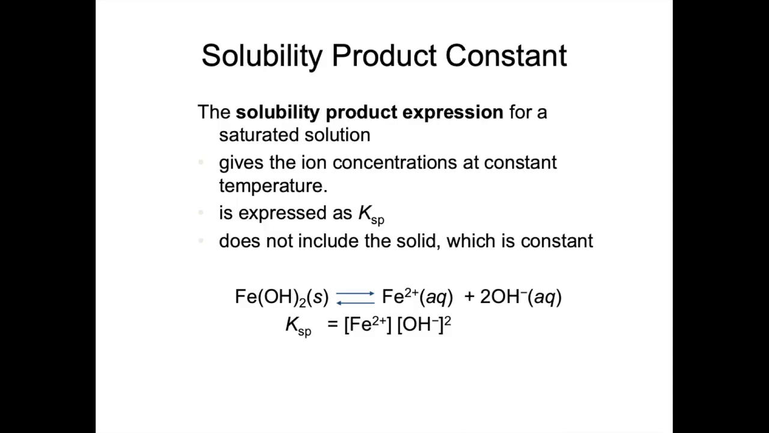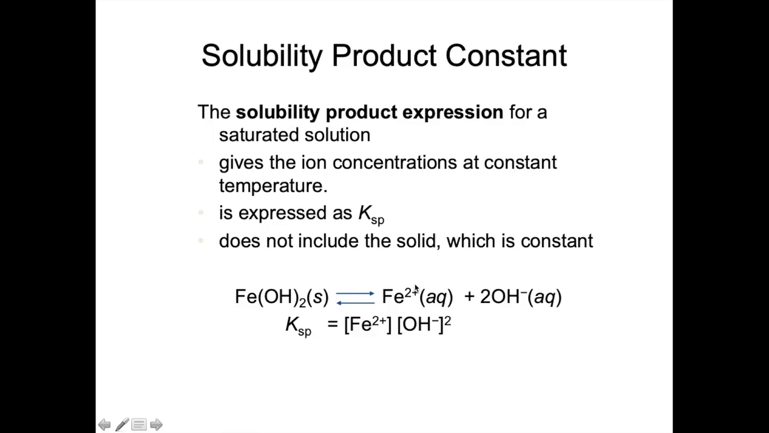Now, if we were to write an equilibrium expression for this, we'd have our products. Here we have the example of iron 2 hydroxide, which is a quote-unquote insoluble salt. The parts of it that do dissolve make iron 2 plus ions, and we get 2 hydroxide ions. Remember back in the last chapter how electrolytes split up into their ions.